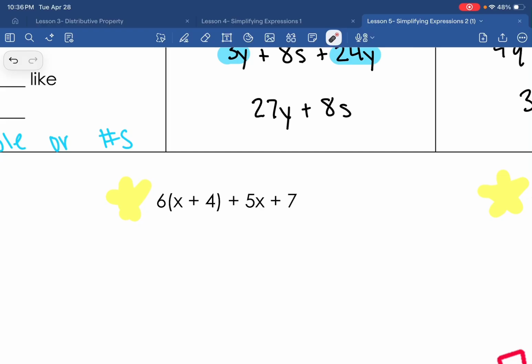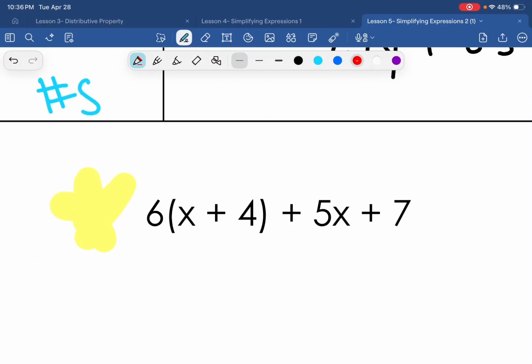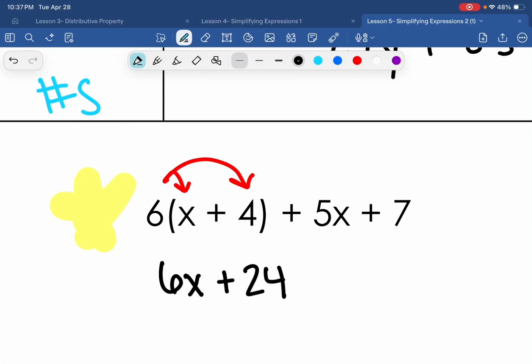Okay, over here, you should have drawn your arrows and shared 6 to both things inside the parentheses, which should have given you 6x plus 24. Now remember, the rest of my equation stays the same, so I just drop it down.